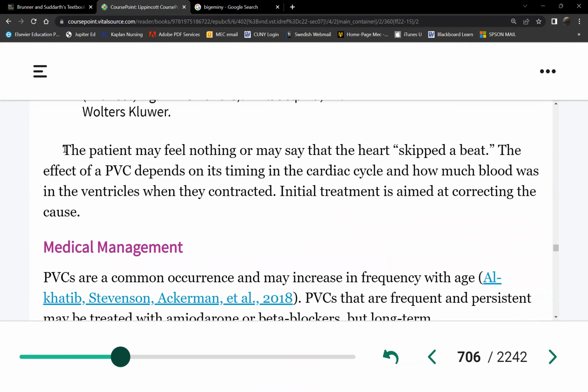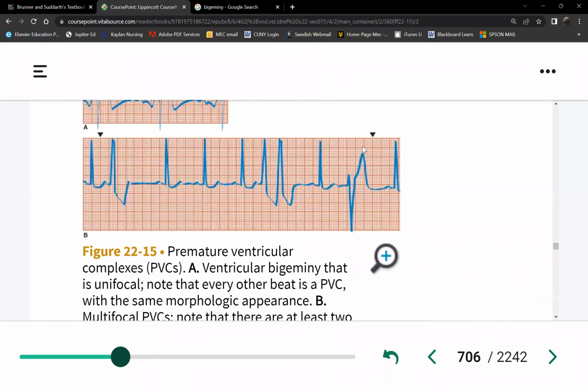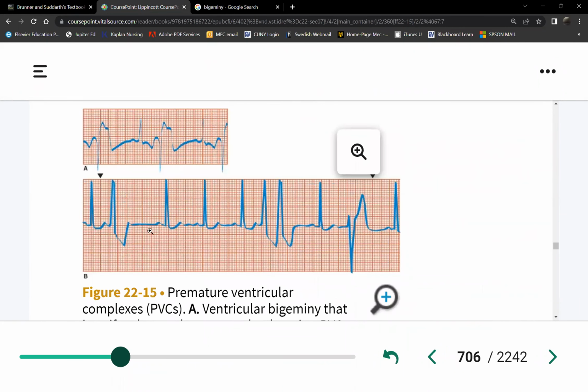So here, the patient may feel nothing, or may feel like they skipped a beat. Because if you think about it, did it really skip a beat? Yes, there's a pause here. It's not very long, it's not like a minute. But there was a moment wherein the heart did not beat.